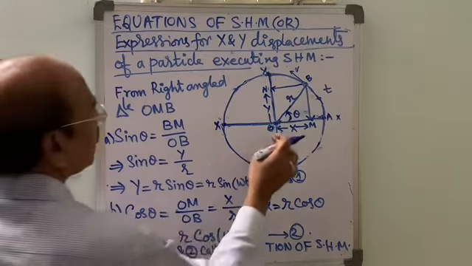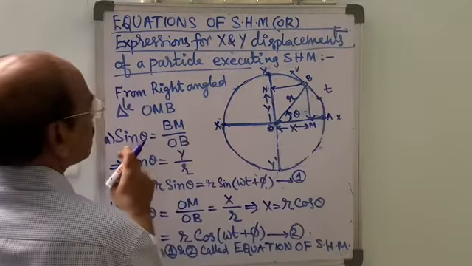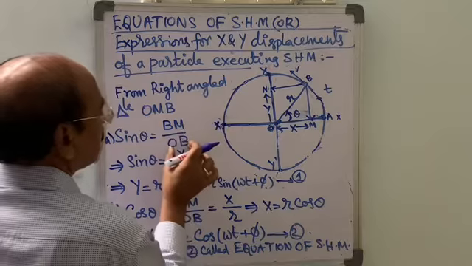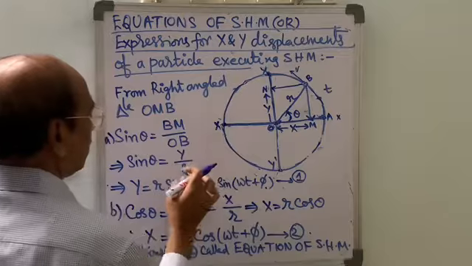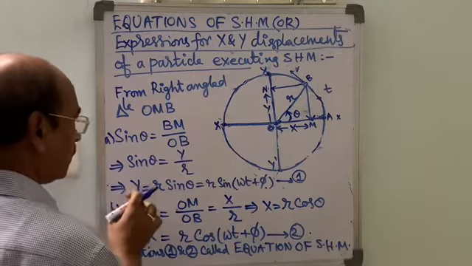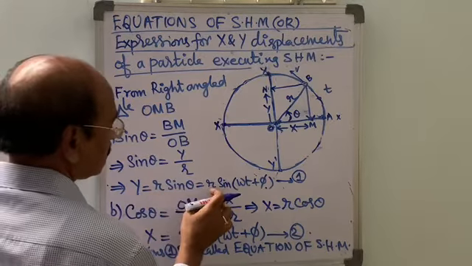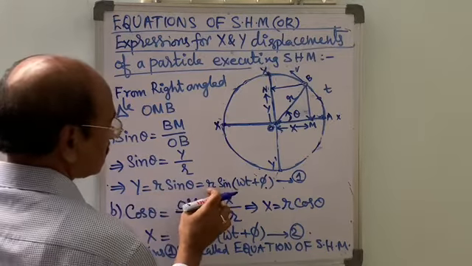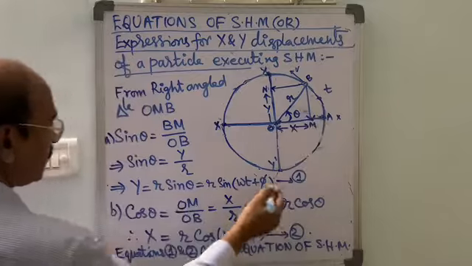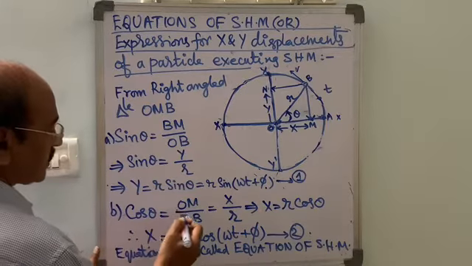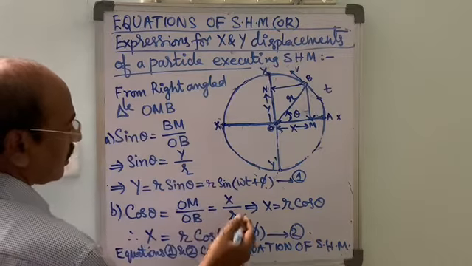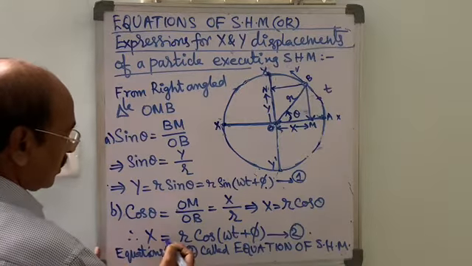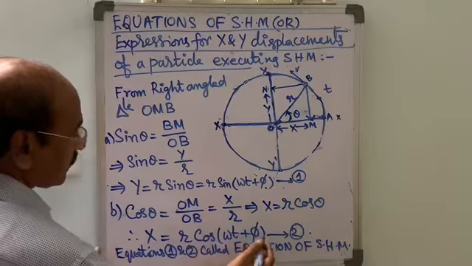So from right angle triangle OMB, sin theta is equal to opposite side by hypotenuse, that is BM by hypotenuse OB, or y by R. Therefore, y equal to R sin theta, or R sin(omega t plus phi), where theta is equal to omega t plus phi. And cos theta, from the same triangle, is OM by OB, or x by R, so x equal to R cos theta, or x equal to R cos(omega t plus phi).